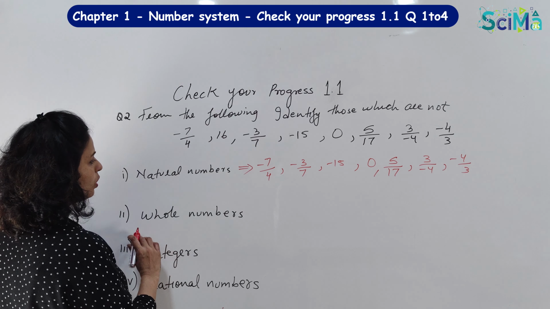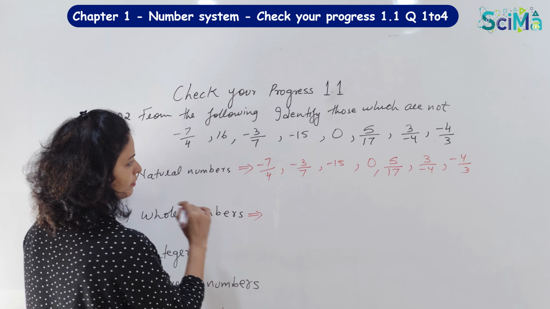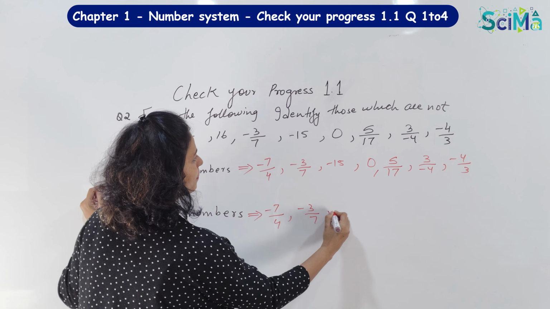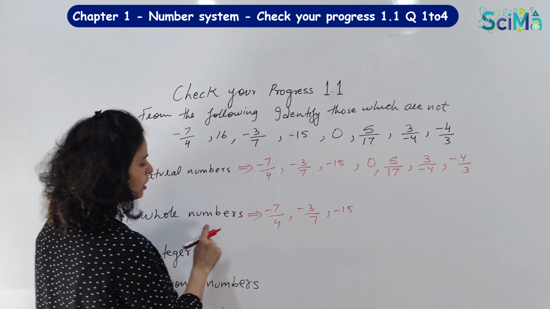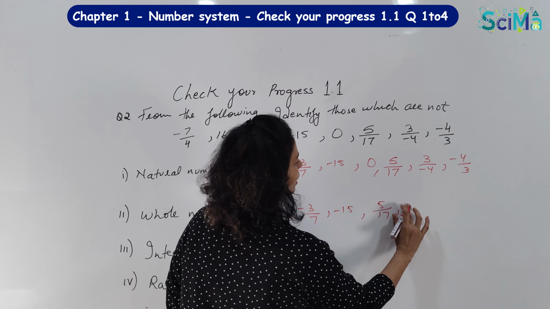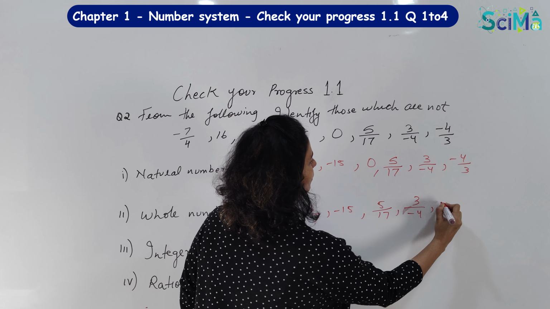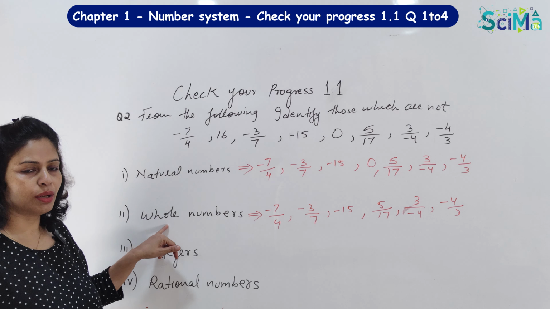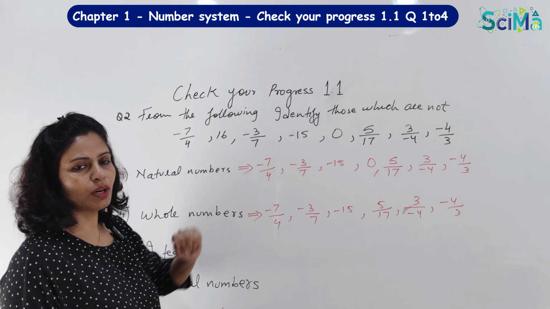Okay, which are not whole numbers? Out of these you can include again the same set of numbers, but don't include 0 here because 0 is a whole number. Rest all same numbers you can include. So these are all the numbers which are not whole numbers. Okay, only 0 is a whole number here.